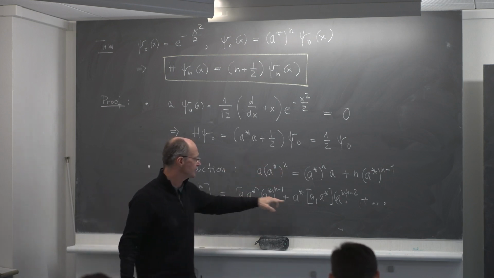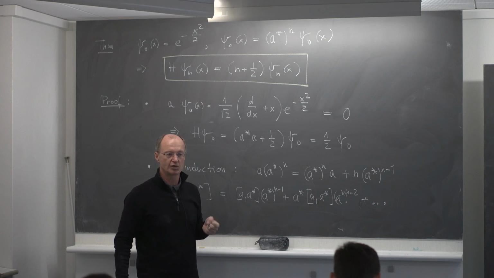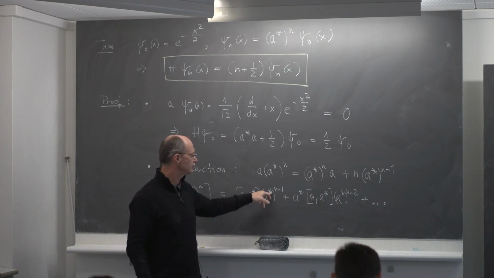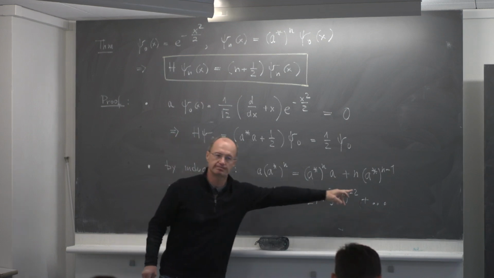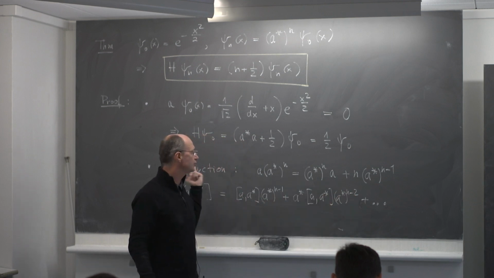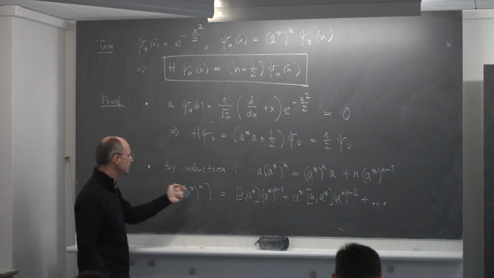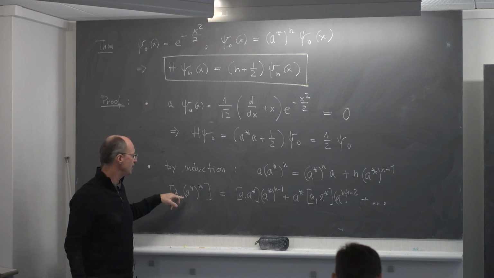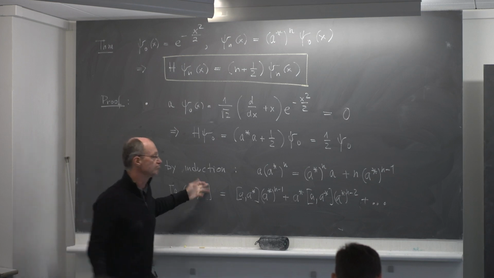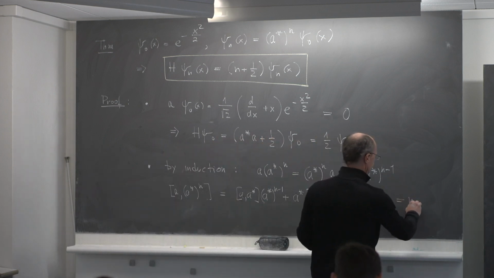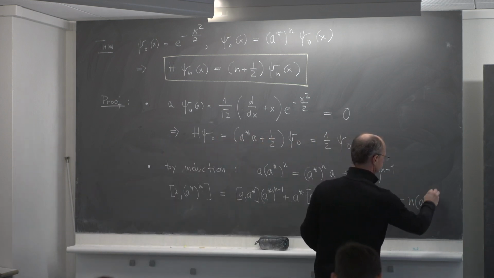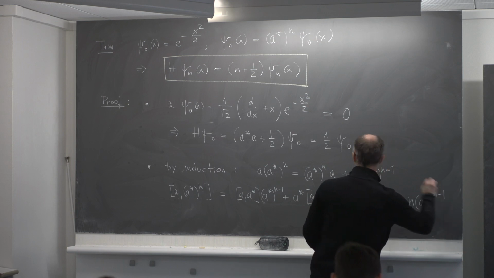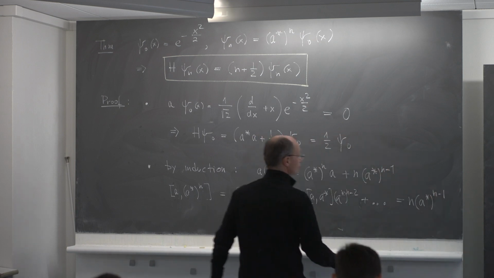So all these things are equal to 1. The remaining terms are a star to the power n minus 1. Now how many terms do you have? Exactly the number of a stars in the formula, so it is equal to n times a star to the power n minus 1.